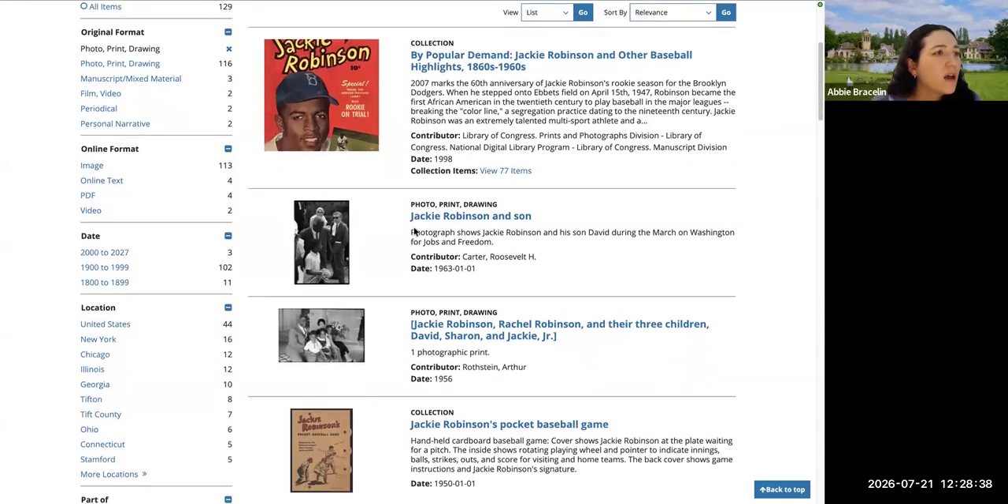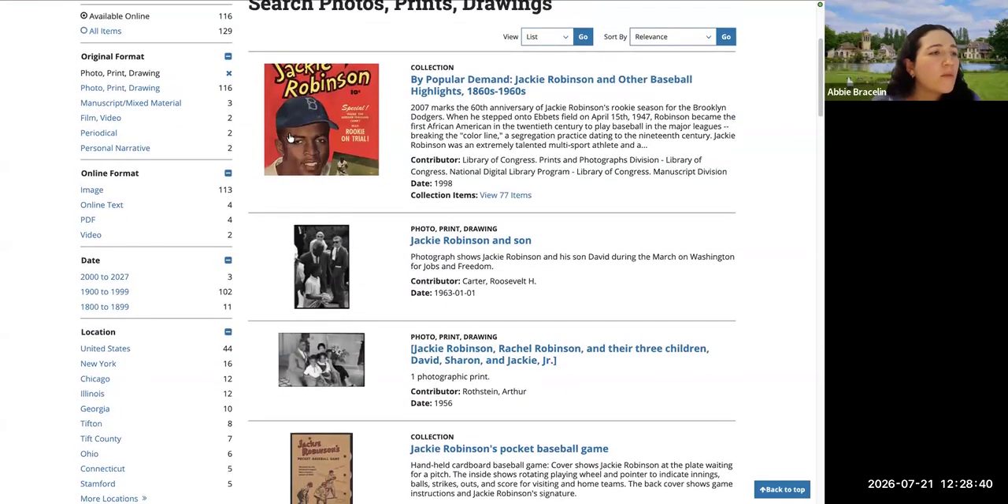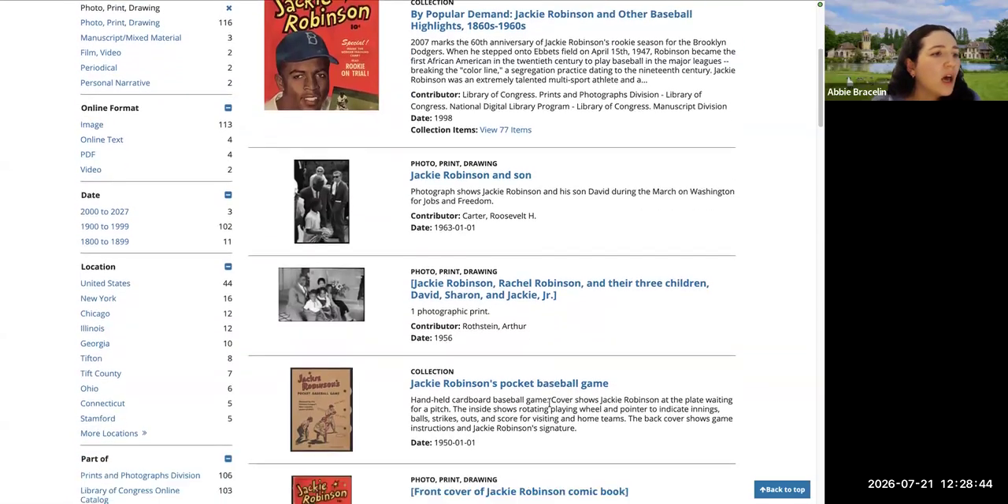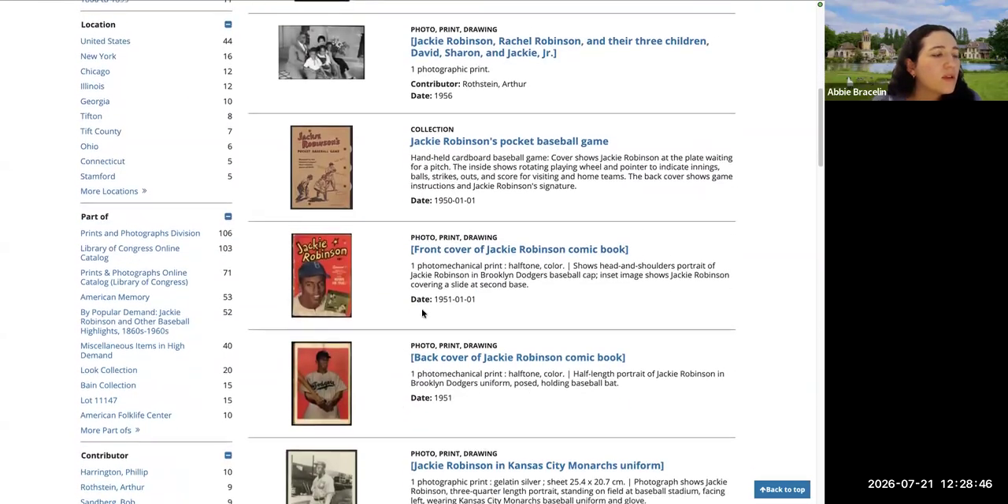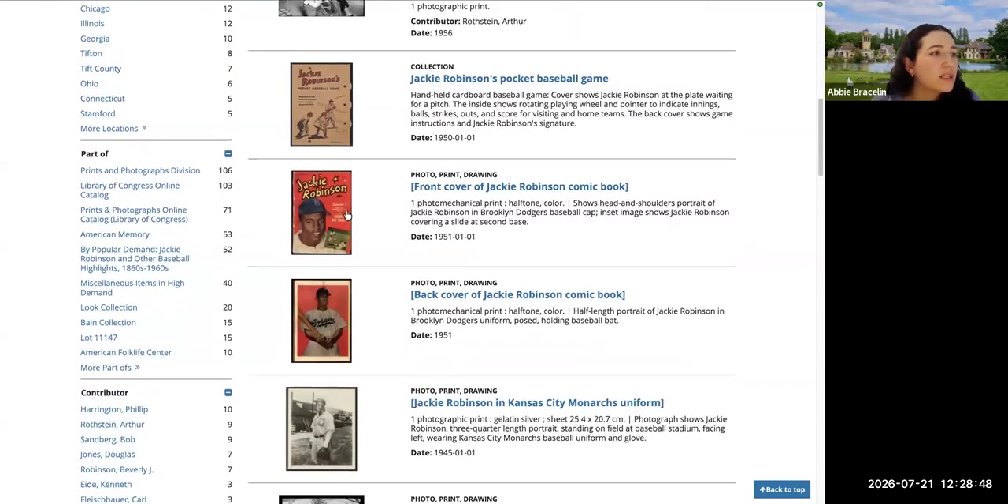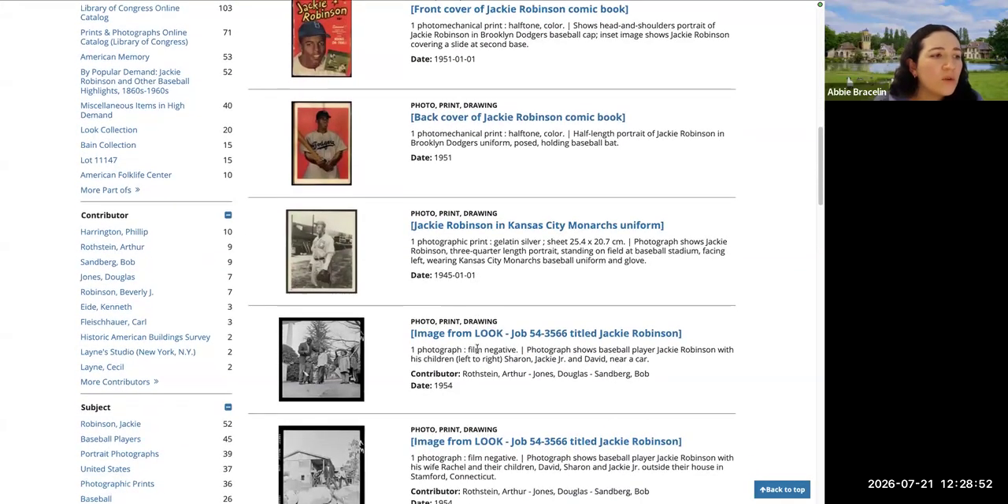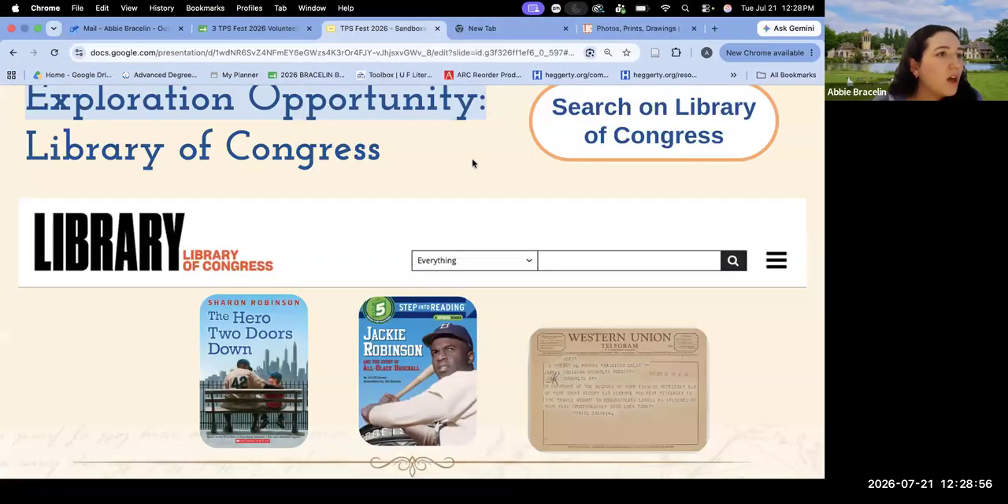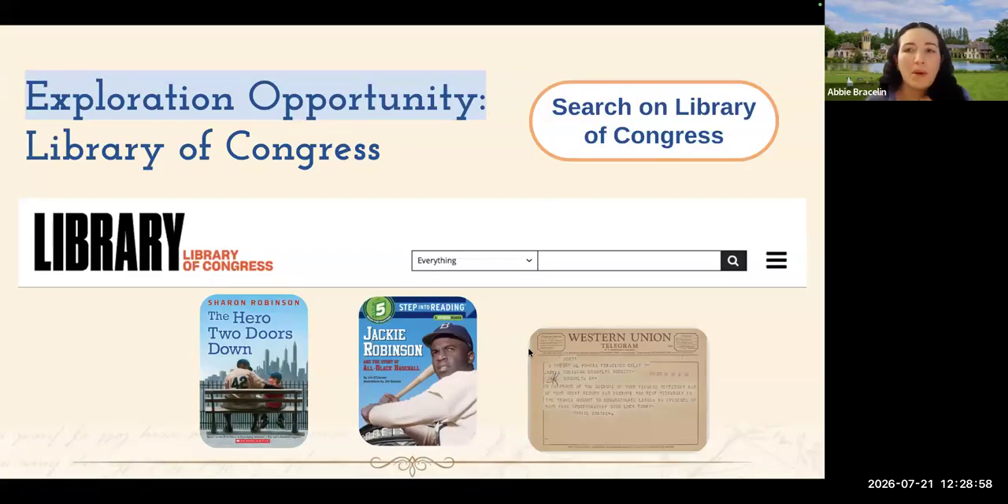Jackie Robinson and his son. There's more of a flyer about Jackie Robinson. Yeah, this is the comic book. That's what it is. There's a comic book. So there's a lot of things that we could add to what we already have, and make it really cool. Okay, so that's my modeling of how I would add to the current text set that I have.